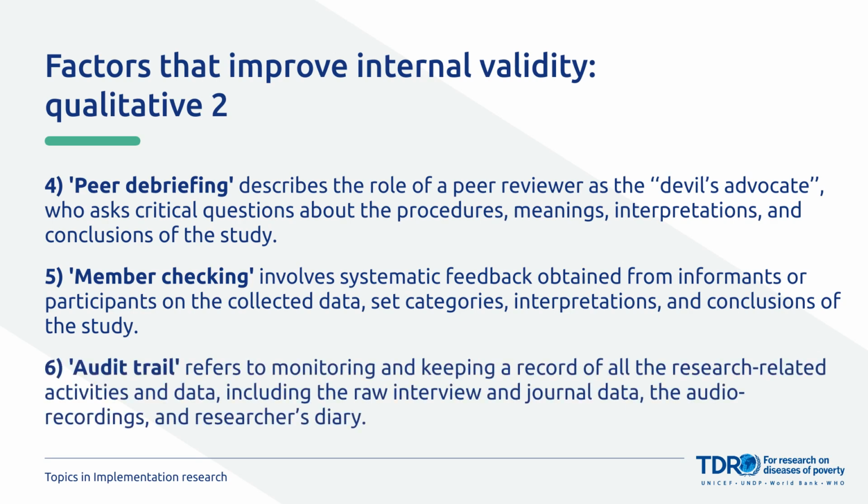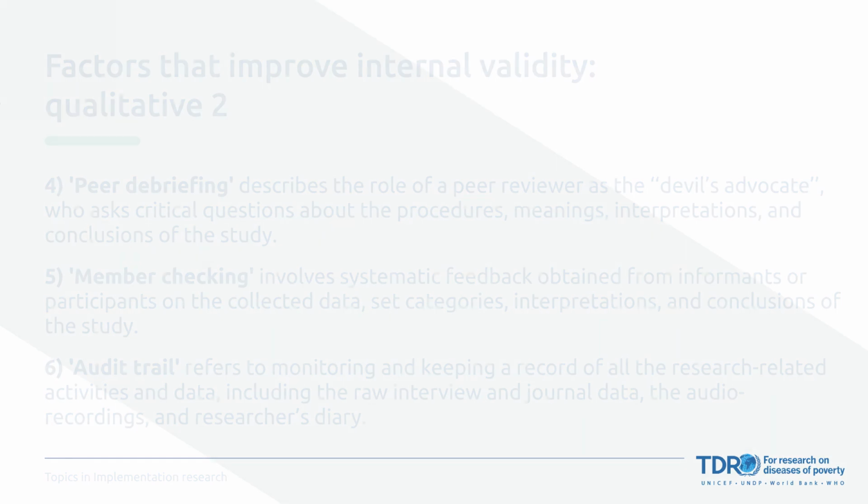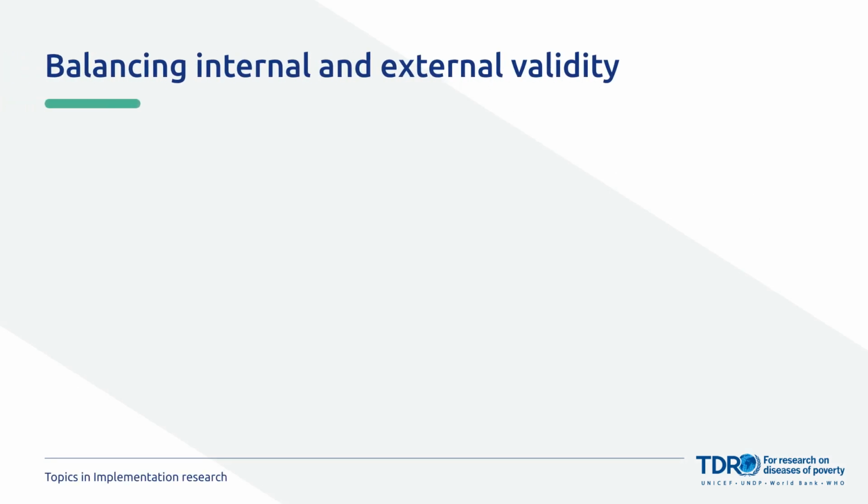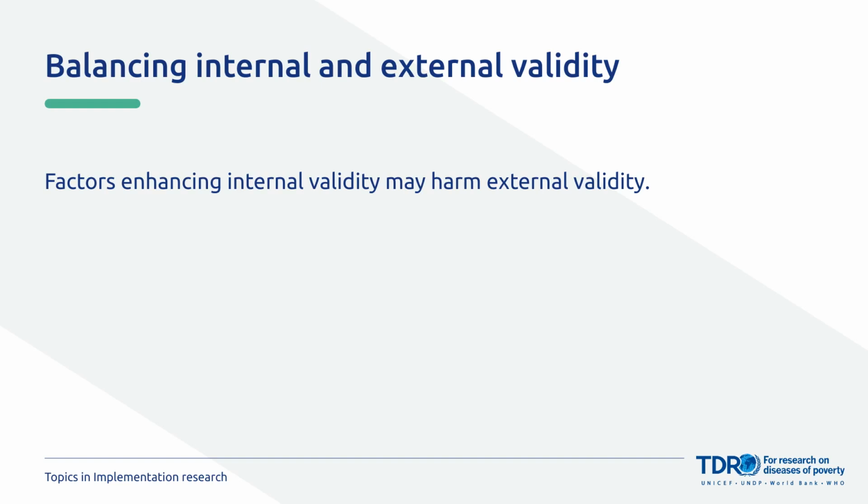Audit trail refers to keeping a detailed record of all research-related activities and data, including interviews, recordings, and researcher diaries, and helps maintain transparency and accountability. It's important to understand that factors improving internal validity might also harm external validity. Randomization, for instance, has raised community concerns due to past research abuses, leading to mistrust.